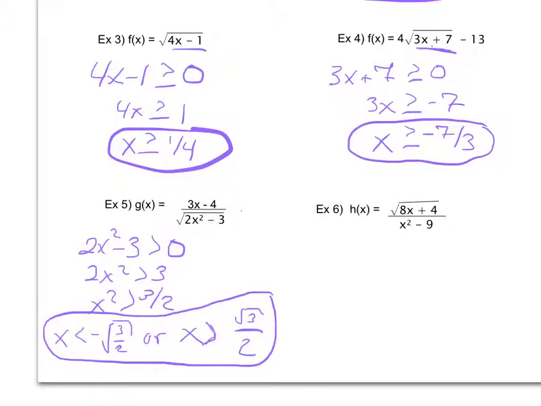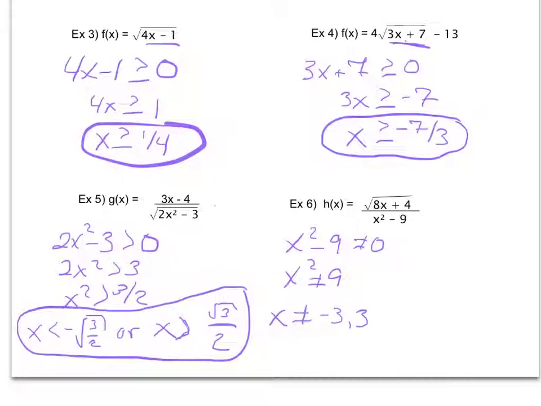In the final example, example 6, I have two things to look at. I have both a denominator and a radical. Doesn't matter where you start. Let's say I start with my denominator. So the first thing I say is, hey, x squared minus 9 cannot be 0, which means x squared cannot be 9, which means x cannot be positive 3 or negative 3. Then I look at my radical.